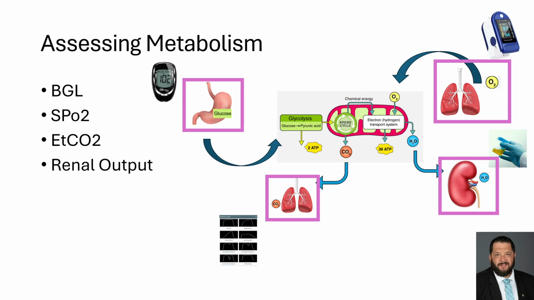And we can assess each of these, and we do assess them in medicine and in EMS. We can assess the inputs to metabolism by looking at things like a patient's blood glucose level or the patient's SpO2, saturation percentage of oxygen. And we can test the outputs of metabolism and cellular respiration by evaluating a patient's end-tidal CO2 or urinary output.